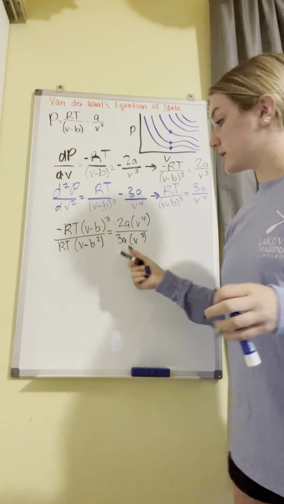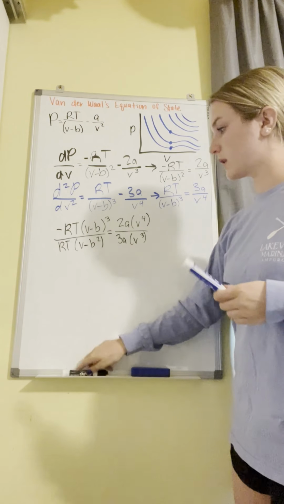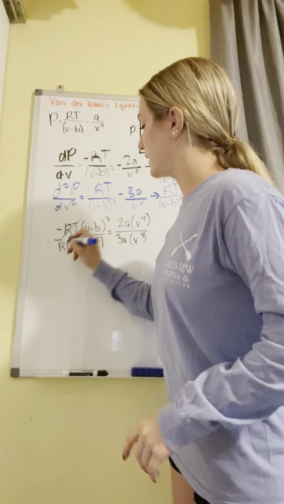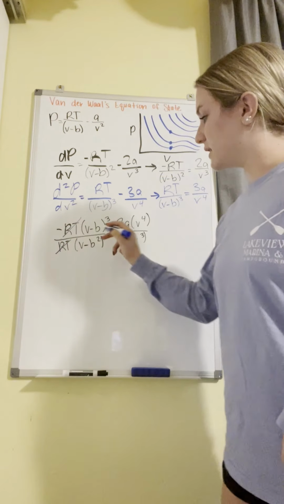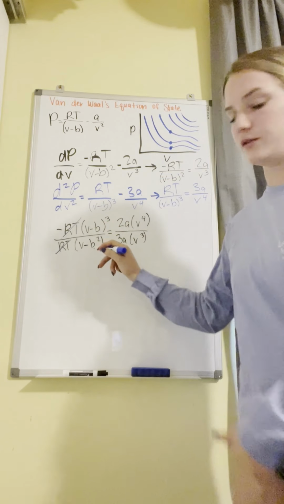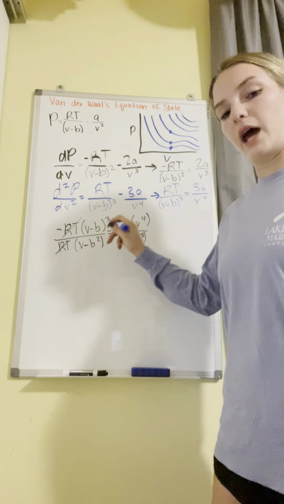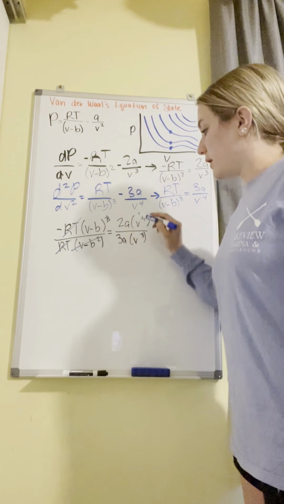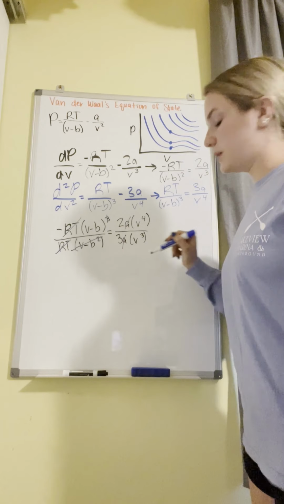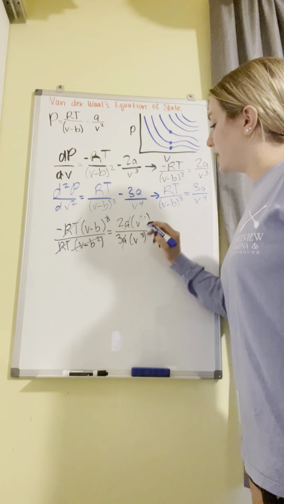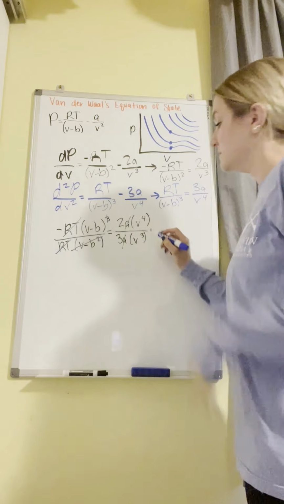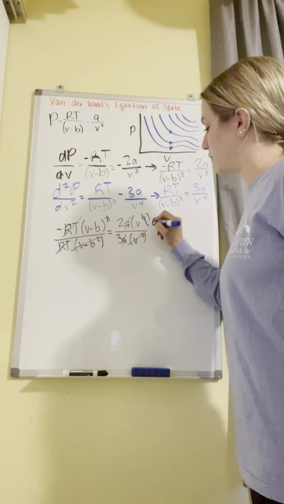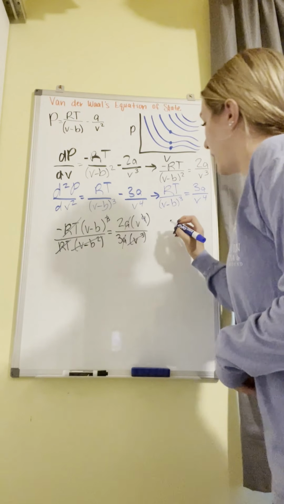Now we want to solve this equation for B. So our RT's over here will cancel. And this V minus B cubed will cancel with the V minus B squared, but we're still going to have one V minus B on top. And then over here, our A's will cancel. We're going to keep that 2/3. And then our V to the fourth and our V cubed are going to cancel, but we're still going to have one V left on top.